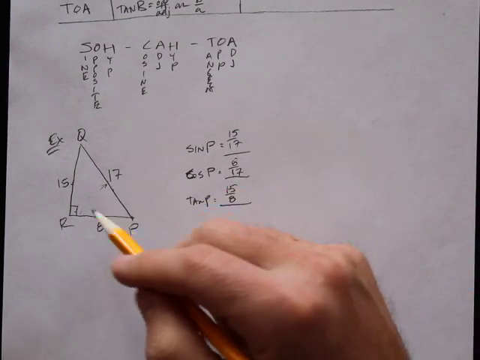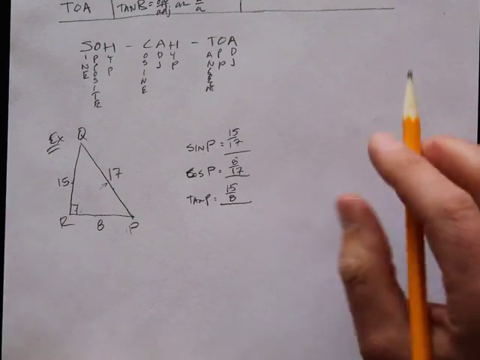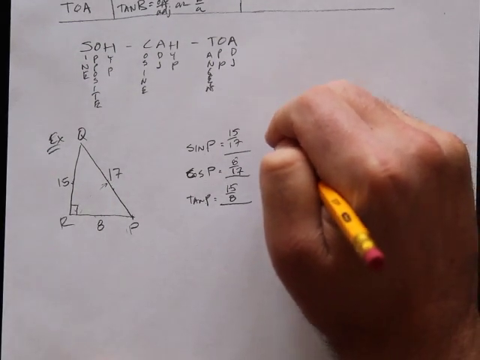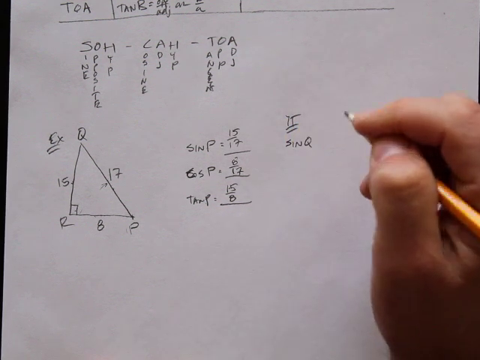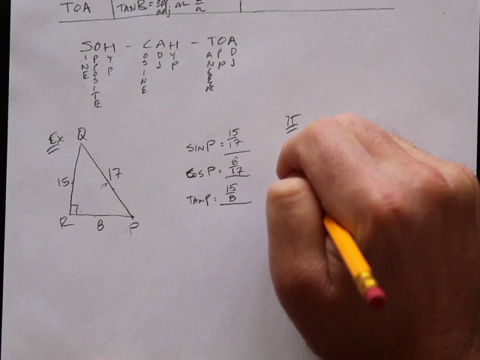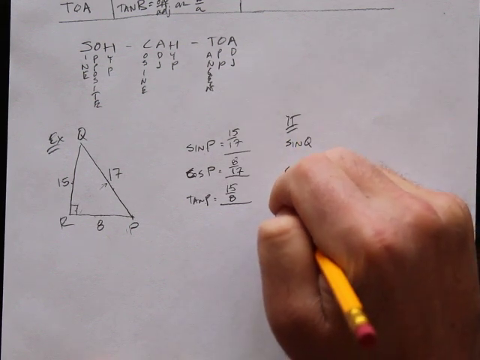Okay, so now you're going to do the same thing, but you're going to find the sine of Q, the cosine of Q, and the tangent of Q.